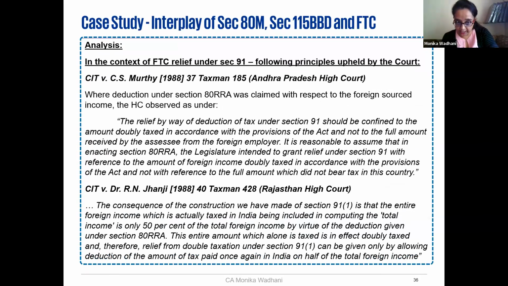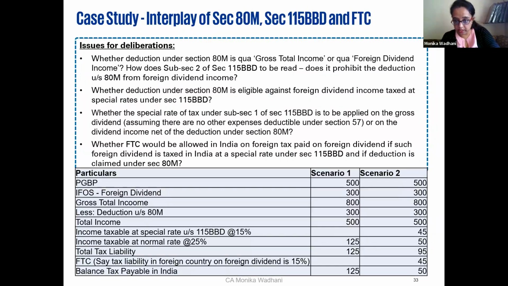So in context of section 91, Andhra Pradesh High Court in case of CS Murthy and Rajasthan High Court in case of RN Ranji has held that wherever deduction was claimed under section 80 RRA with respect to foreign sourced income, in that case, only the balance income could be considered as the doubly taxed income for the purpose of section 91. And only that balance income qualifies for the foreign tax credit under section 91. So if we go with this supporting, then scenario one looks like the correct proposition.